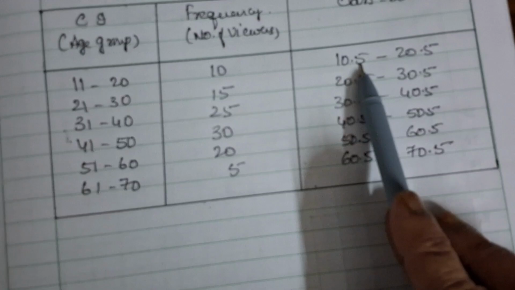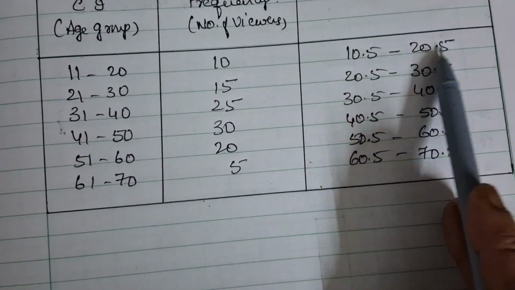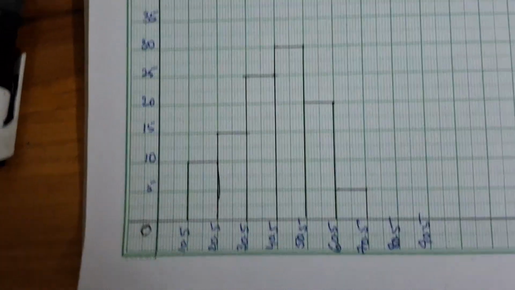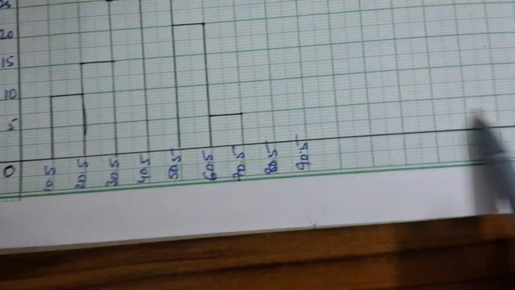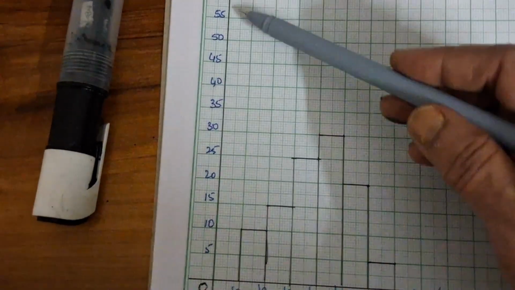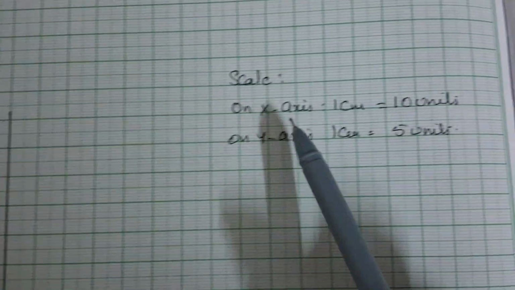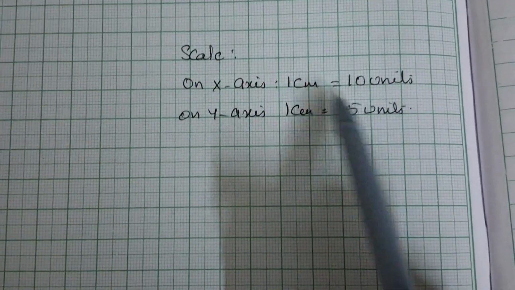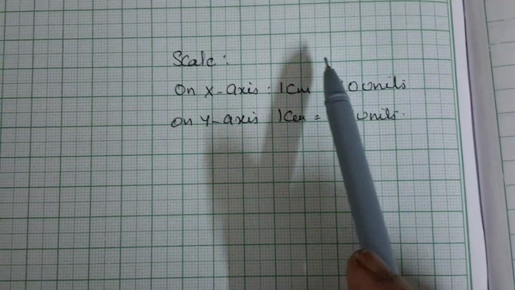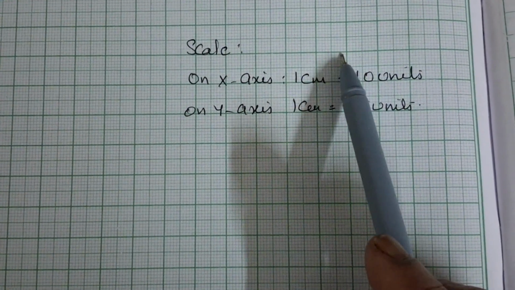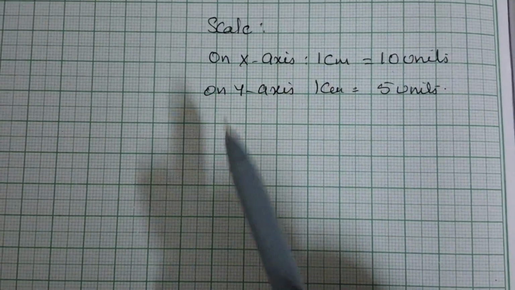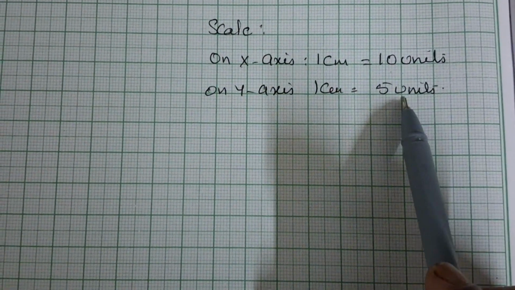So, what is the first one, children? It is 10.5 to 20.5, and 10 students are there. So here you can see this is the x-axis and this is the y-axis. Here the scale will tell you what I have taken. On the x-axis, I have taken 1 centimeter as 10 units. See, children, from here to here, this is 1 centimeter. This 1 centimeter I have taken as 10 units. On the y-axis, 1 centimeter is 5 units.